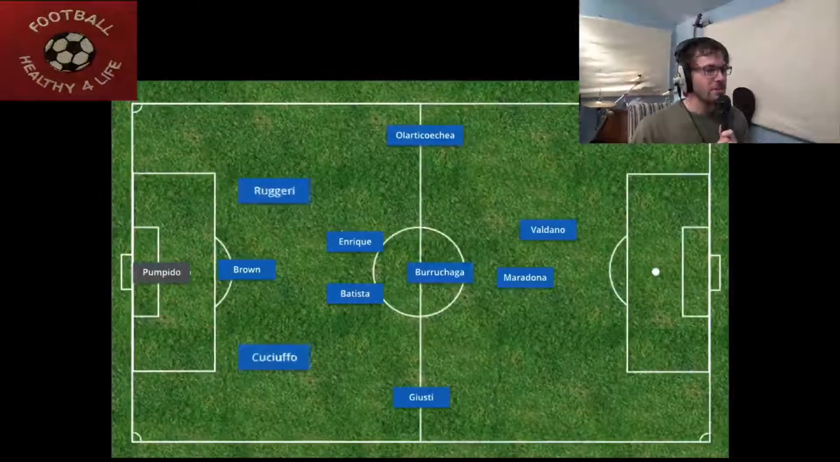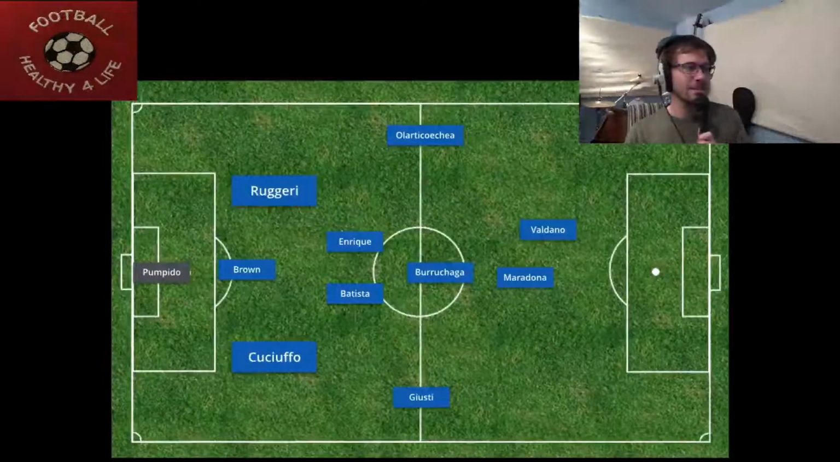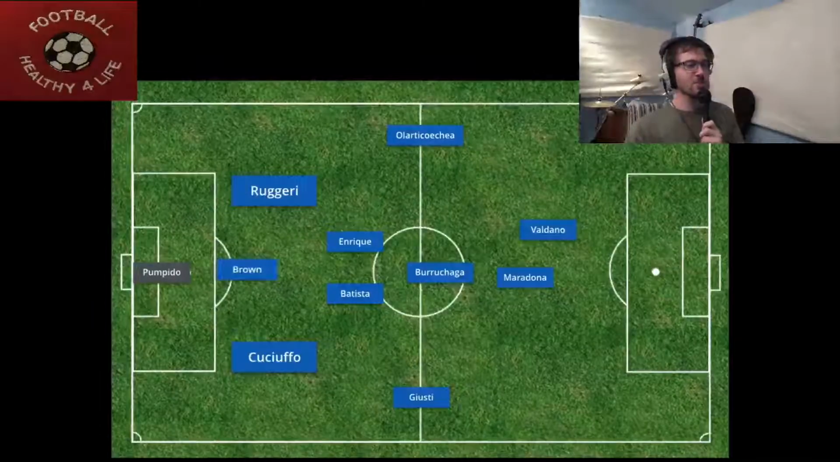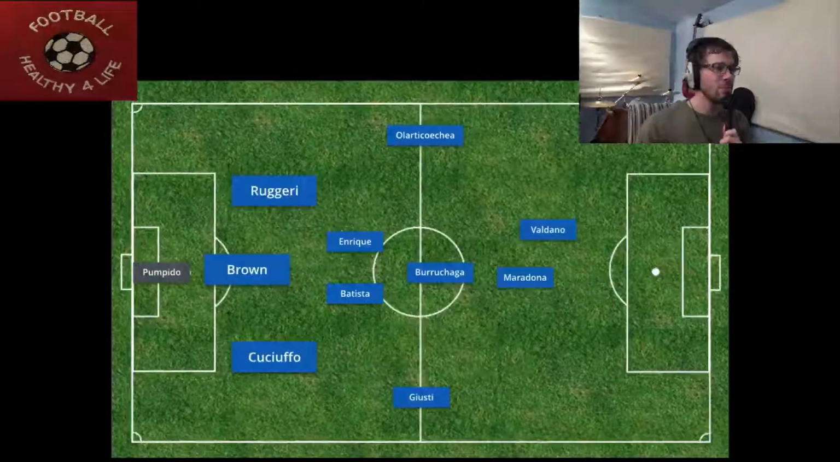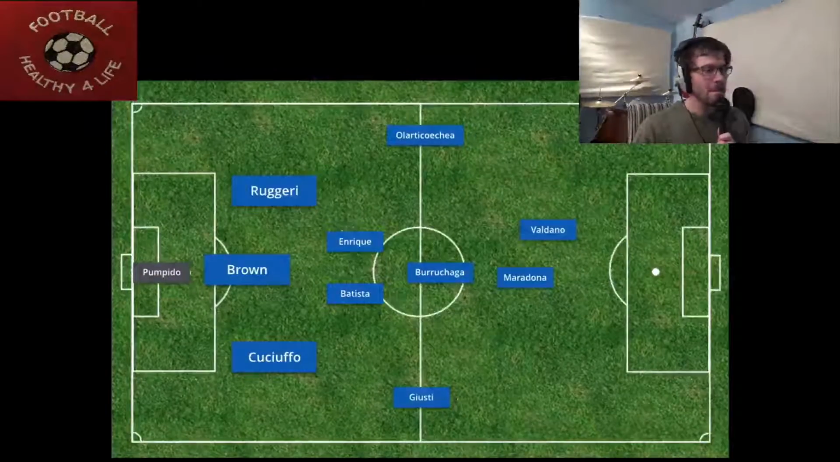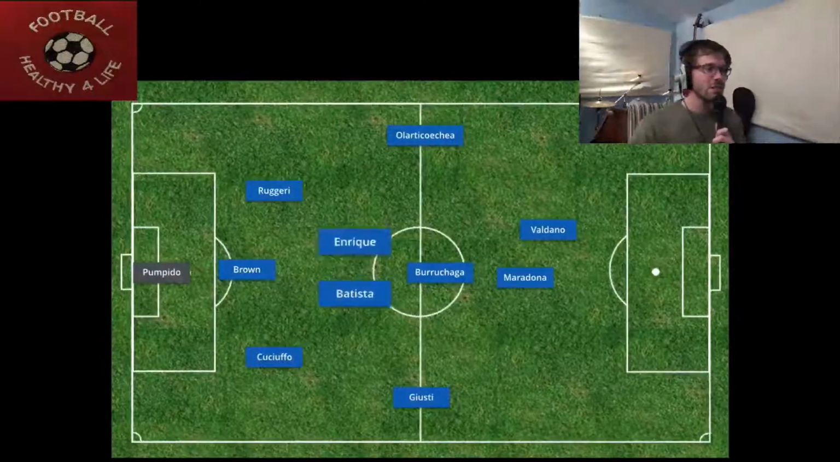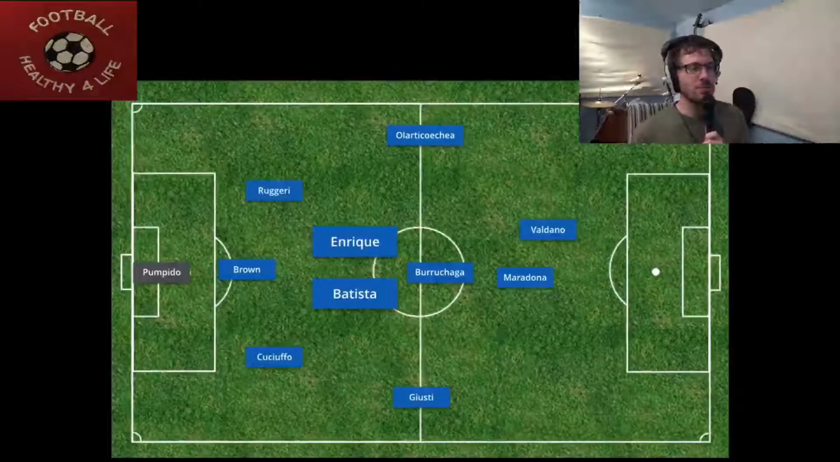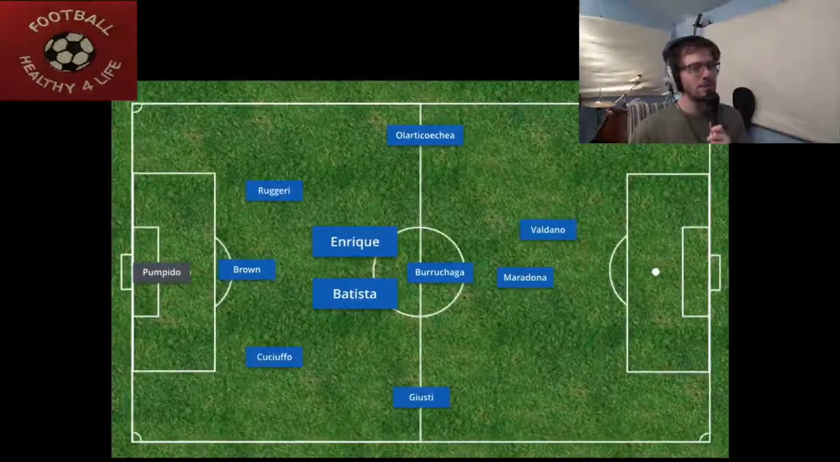So we have the 2 central defenders, left and right. They're either side of the sweeper man, Brown there. And then those 2 holding midfielders need to support the back 3. So this is a slightly more defensive way of playing the 3-5-2.